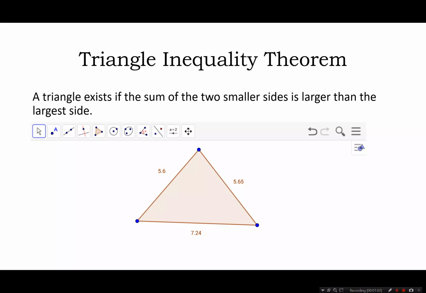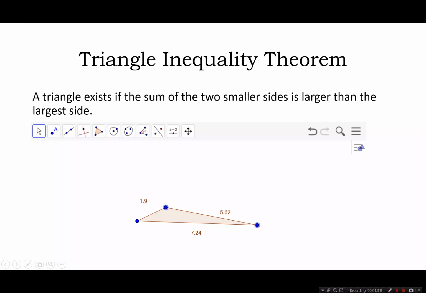Let's see. So I'm going to take this point and move it around. Notice this changes the side lengths of the triangle. So I'm going to move it over here. Now I got 1.9 and 5.62. Right, if I add that together, I end up getting 7.52, right? Which again is still larger than that 7.24.